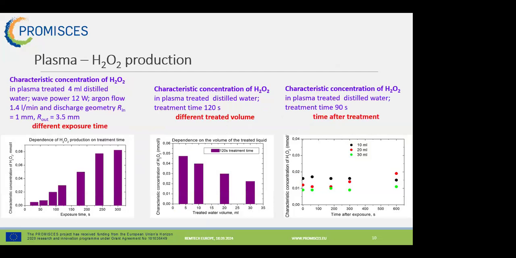The hydrogen peroxide production inside the water as secondary reactions depends on the exposure time, the treated volume, and what is interesting is that this hydrogen peroxide is very stable in time after treatment stops.